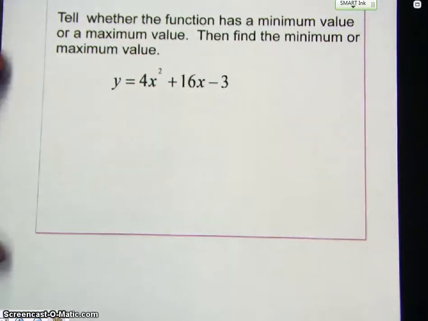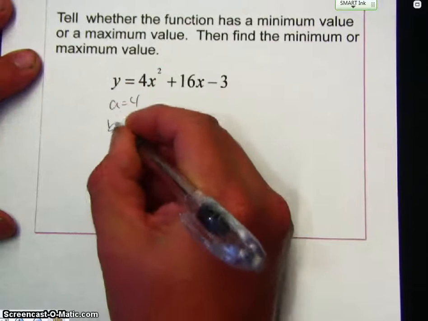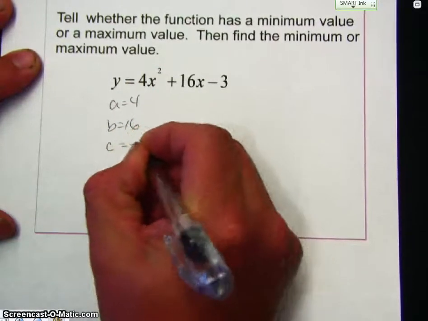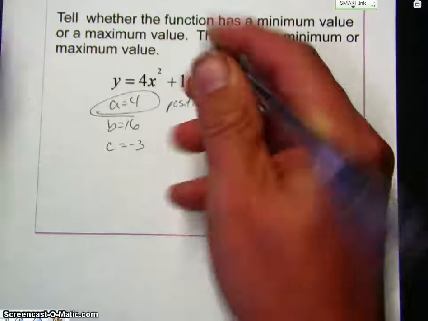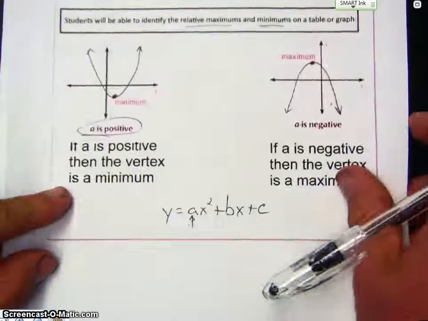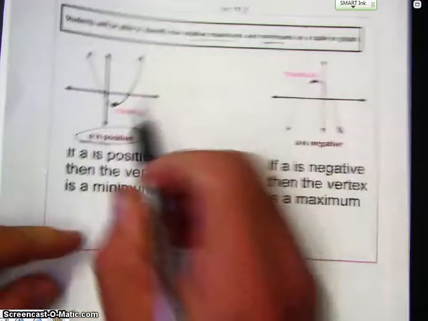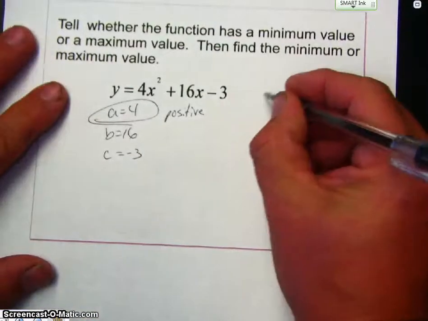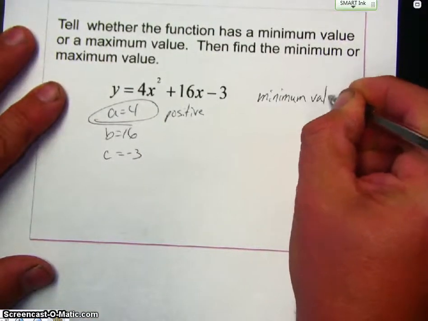Tell whether the function has a minimum value or a maximum value. So here we go. A is 4, B is 16, C is negative 3. A is positive. Since A is positive, I have a minimum. So I have a minimum value.